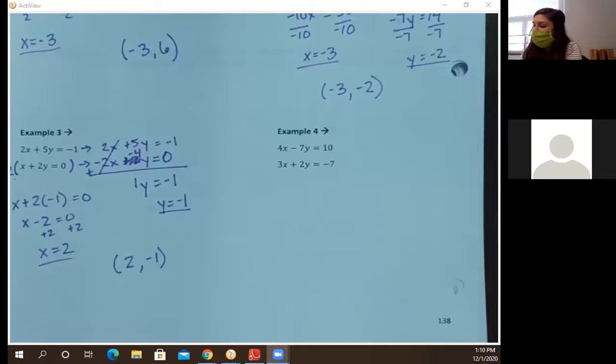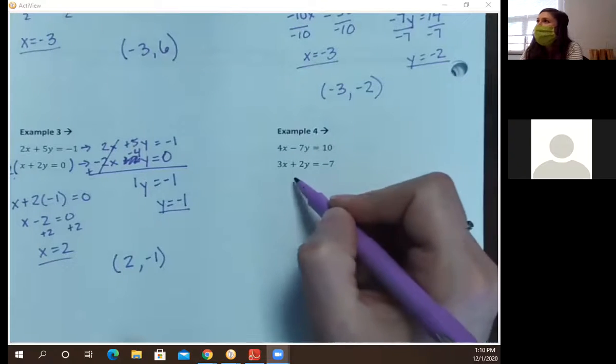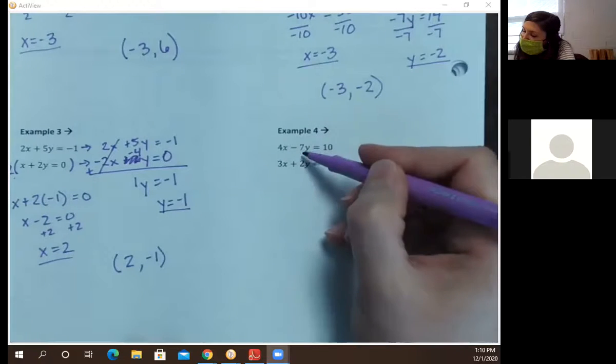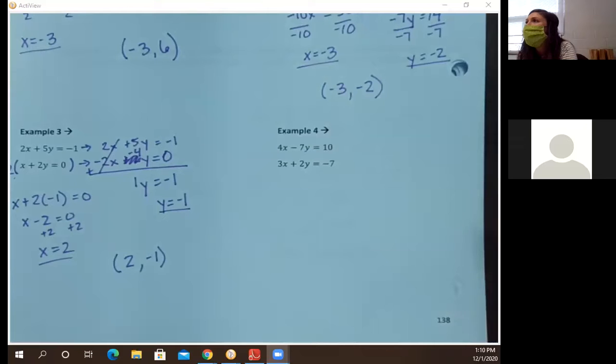Is anybody looking at these and thinking, well, the y's at least have different signs? Let's eliminate the y's. Couple nods. Is anybody looking at the x's and saying, well, those are smaller numbers? Maybe I'd rather do that. That's okay. This is a personal preference at this point. It's a toss-up. You're going to have to multiply both equations by something.